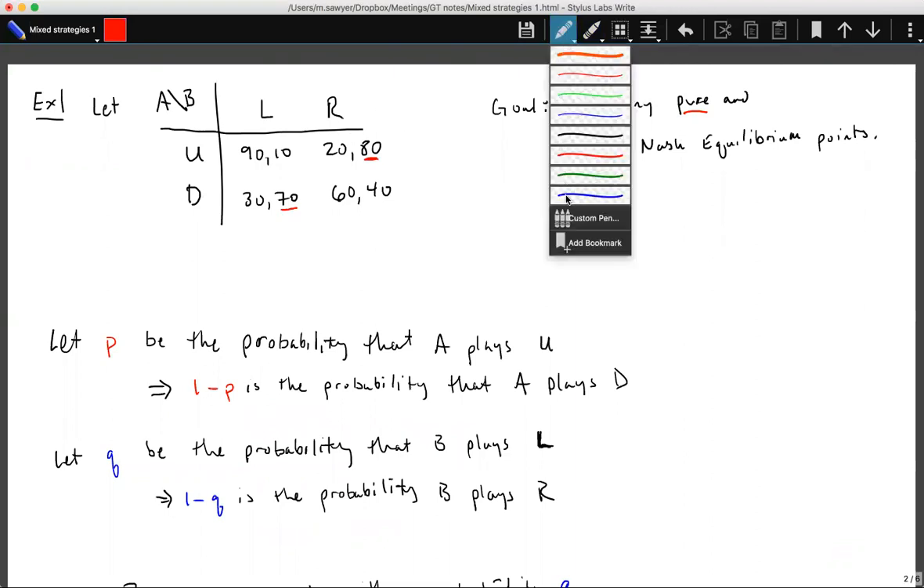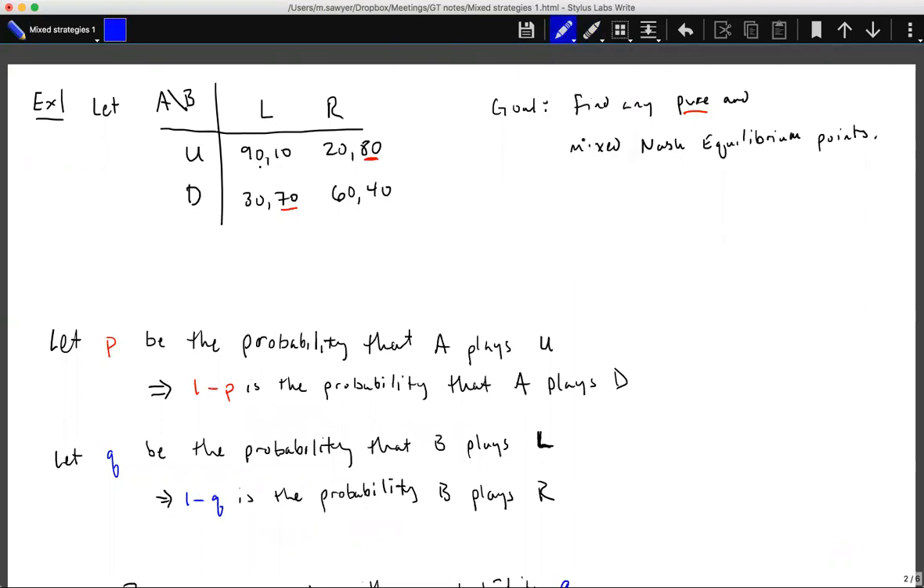If B plays left, A's best response is to play up. If B plays right, A's best response is to play down. So note, there are no pure Nash equilibrium points. Before this point in the semester, we would just leave this problem alone and say there's no pure Nash equilibrium points and move on.